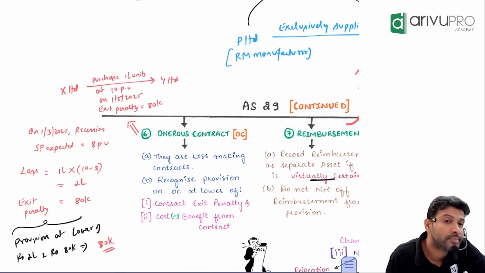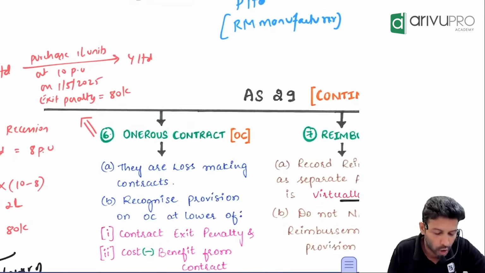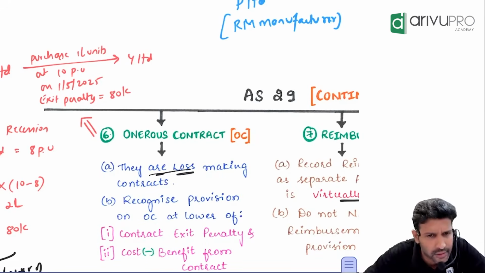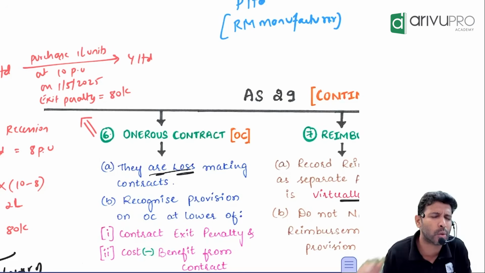Onerous contract. Onerous contract means loss-making contract. Loss-making contract, we call it an onerous contract. This is not much tested at inter level. Concept is there, questions are not there. It usually comes in final. I think once or twice it has come in inter long back. So we will do it off.